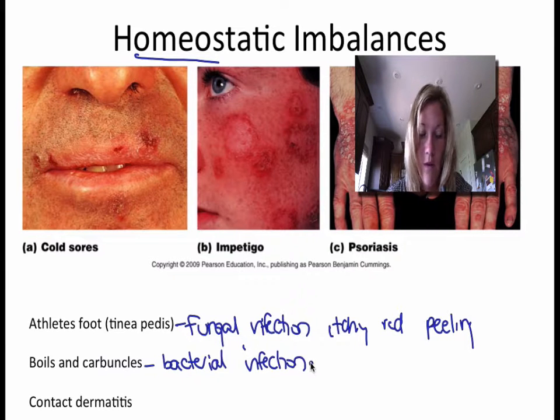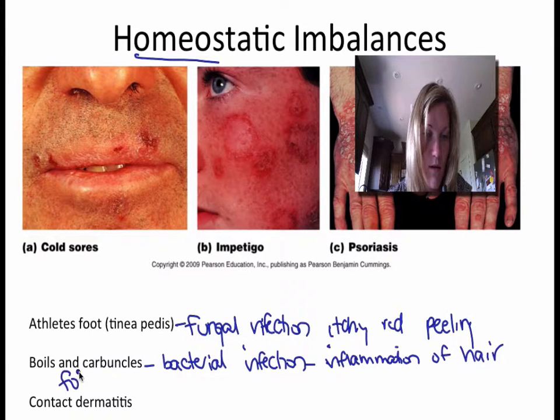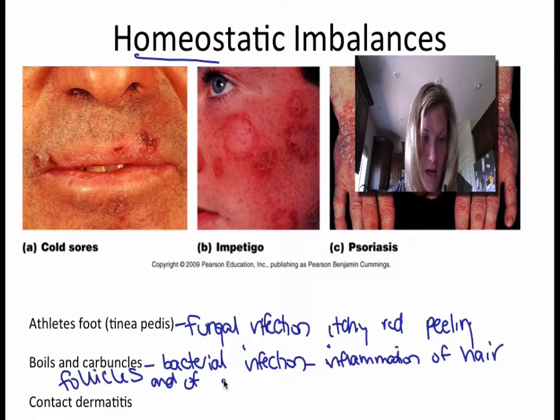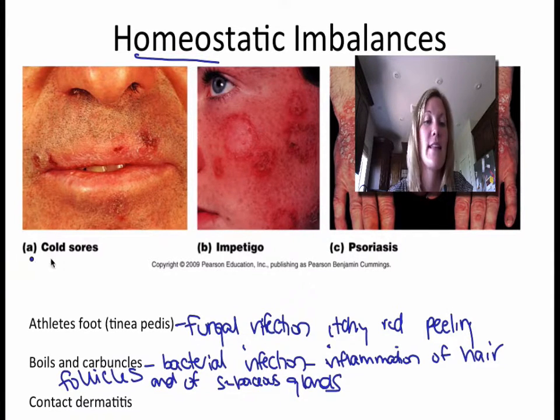Okay, so boils and carbuncles are inflammation of hair follicles and of sebaceous glands. And then let's move up to another infection. So we have a fungal infection, a bacterial infection, and let's go ahead and talk about a viral infection.